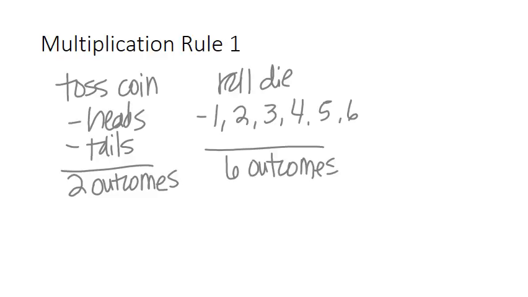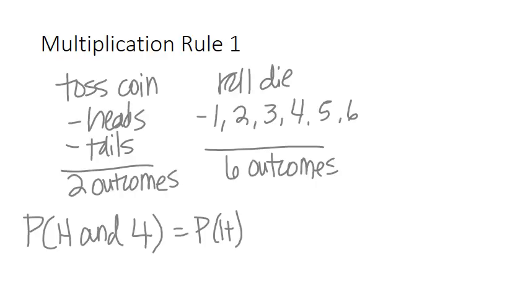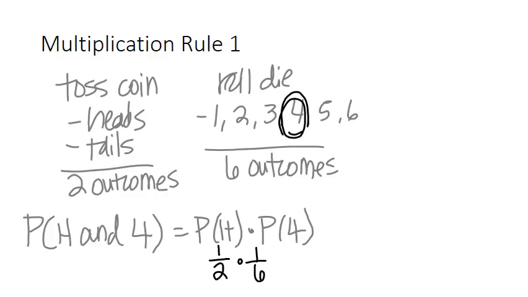Make sure we remember. So we're looking for the probability that we flip a coin and get heads, and then roll a die and get the number 4. So the probability that we toss and get heads times, that's and, probability that we roll a 4. Well, what's the probability that you pick heads? 1 out of 2. There's only 2 outcomes, heads or tails. Times, how many times can I get a 4? I can only get a 4 once out of a total outcomes of 6.